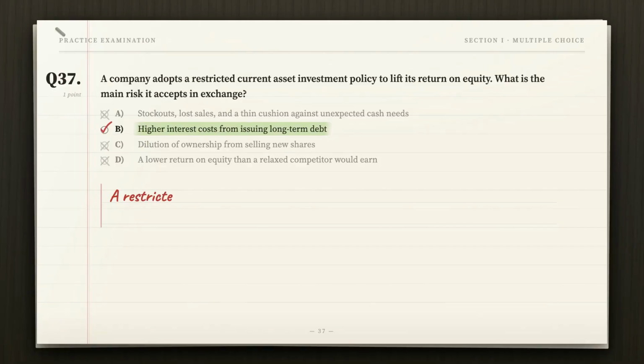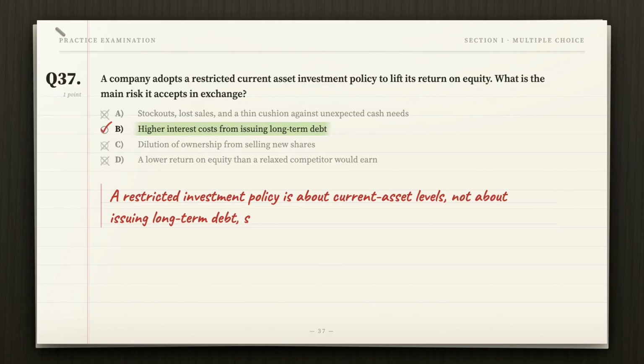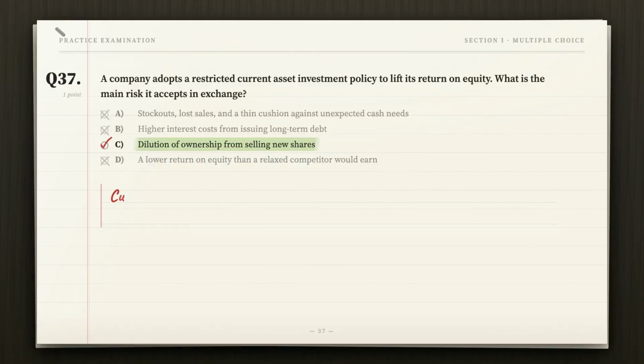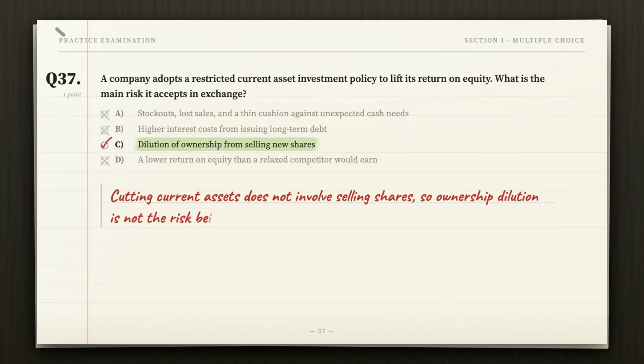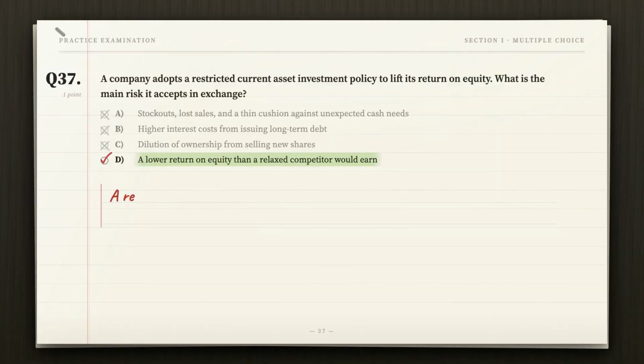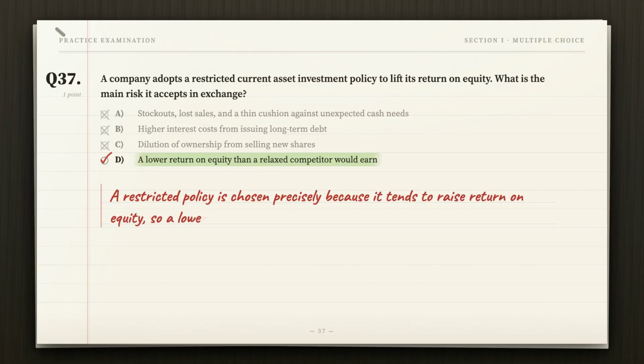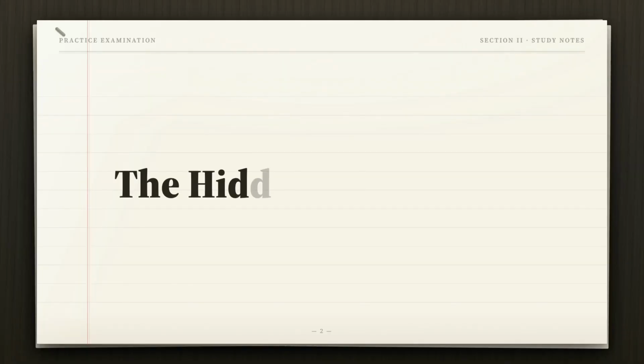B is wrong because a restricted investment policy is about current asset levels, not about issuing long-term debt, so it does not by itself raise interest costs. C is wrong because cutting current assets does not involve selling shares, so ownership dilution is not the risk being accepted. D is wrong because a restricted policy is chosen precisely because it tends to raise return on equity, so a lower return is not the risk it creates.